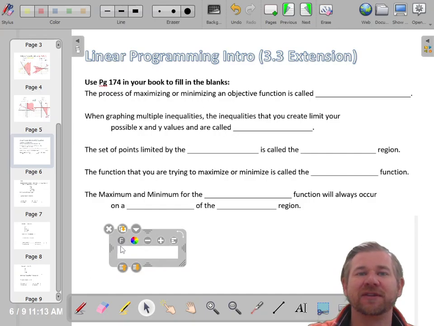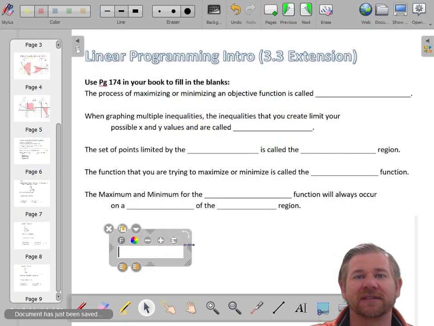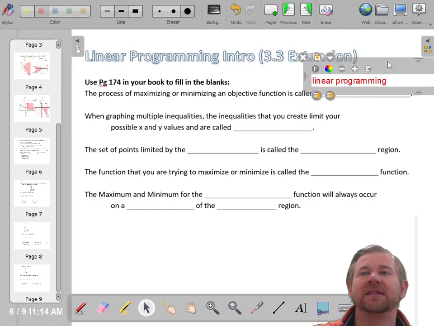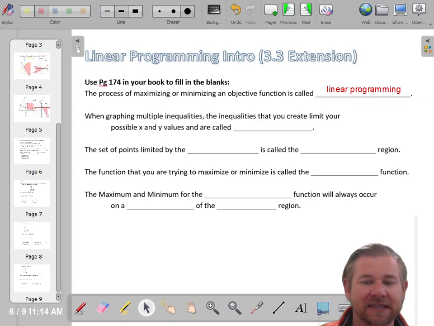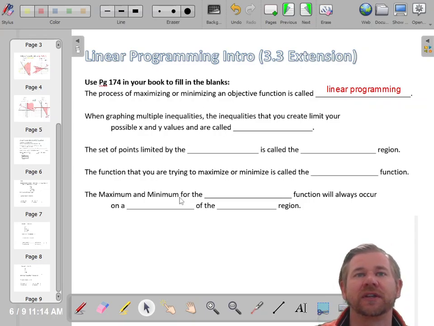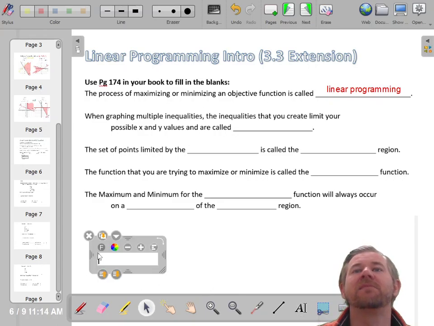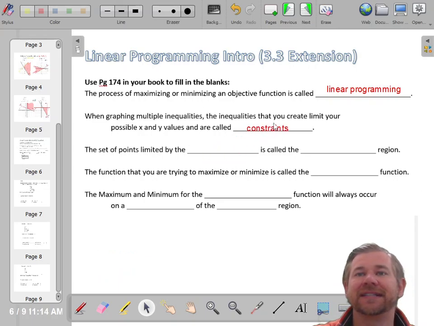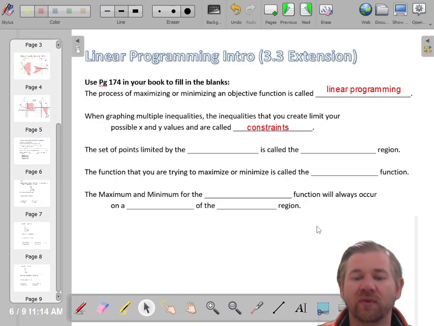Okay, I'm going to use this so you guys can read my writing because I can't write very well on that thing. The process of maximizing or minimizing an objective function is called linear programming. So linear programming is this activity, and this is a bit of a sidewhoot from the systems of equations stuff we did earlier. When you are graphing multiple inequalities, the inequalities that you create limit your possible x and y values. If they're limiting things, they are called constraints. So these are finding the constraints. And for today, I will give you the constraints. There's no word problem component to it, but tomorrow we will write constraints.